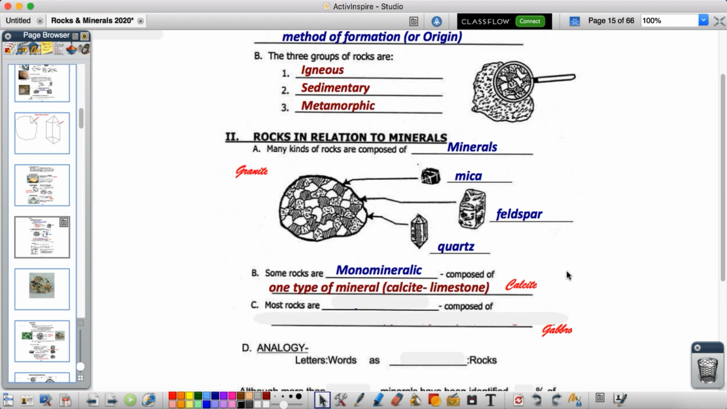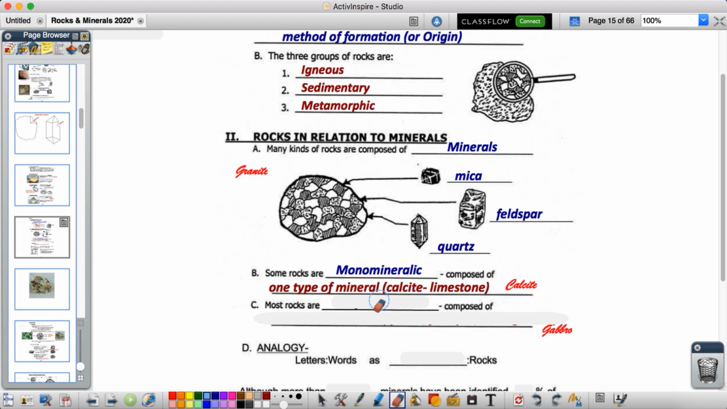You might have learned a term in the past called homogeneous. The same throughout. Almost like maybe one of those cookies, like a sugar cookie, where every bite has the exact same thing in it. There's nothing different in a sugar cookie. It's all the same thing all the way through. Or a butter cookie. That would be kind of like a monomineralic rock, like limestone.